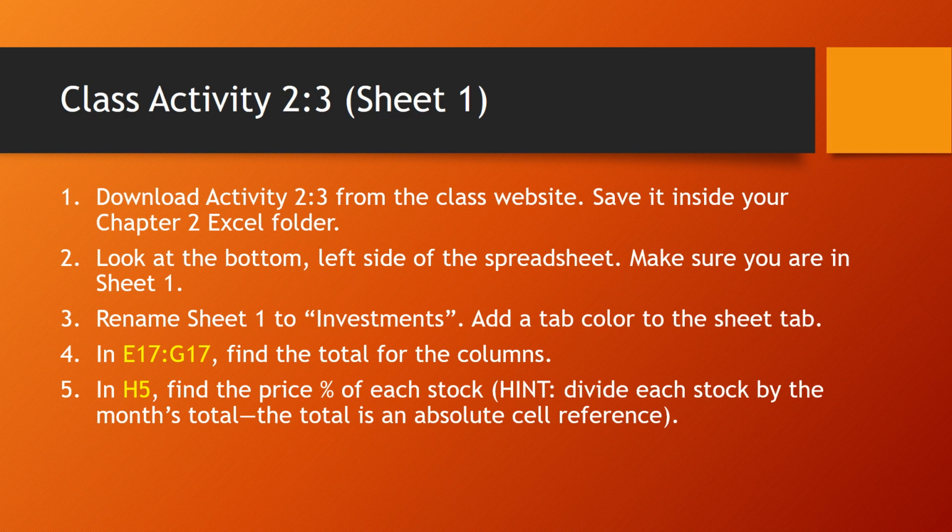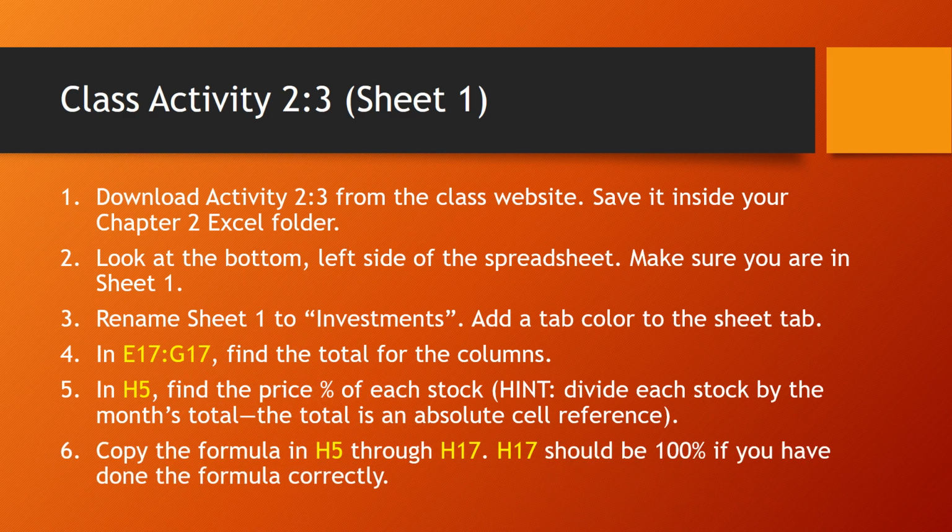In H5, find the price percent of each stock. Hint, divide each stock by the month's total. The total is an absolute cell reference. Copy the formula using the fill handle from H5 through H17. H17 should be 100% if you have done the formula correctly.